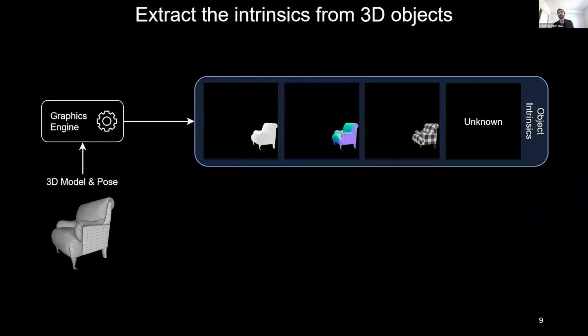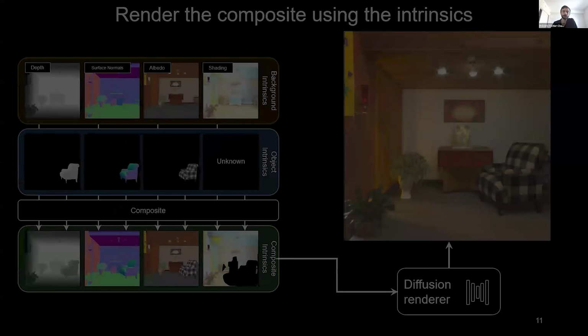Now, for the object, since we assume that we have access to the 3D virtual model of the object, we can simply use simple graphics shaders to obtain the depth, normal, and albedo of the object. And here you see the unknown part. This is the shading of the object. Since it's lighting related, we don't know what the shading should be. So we just leave it as unknown for now.